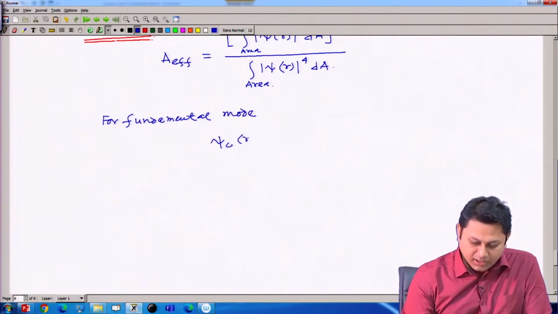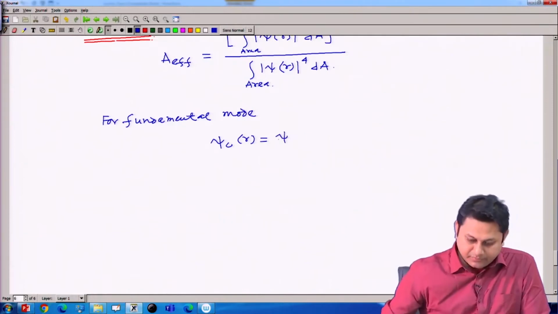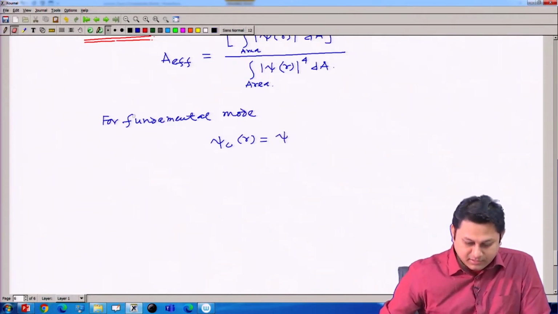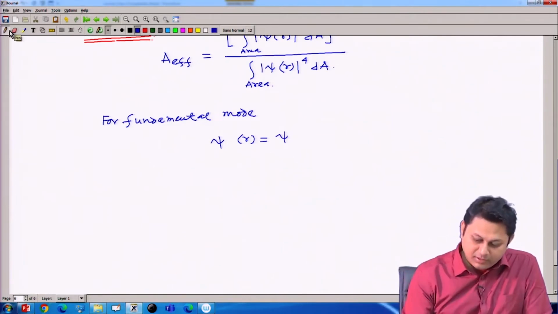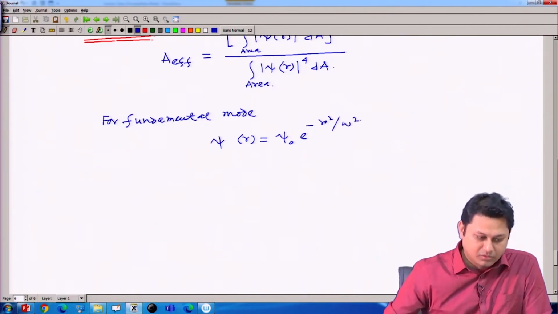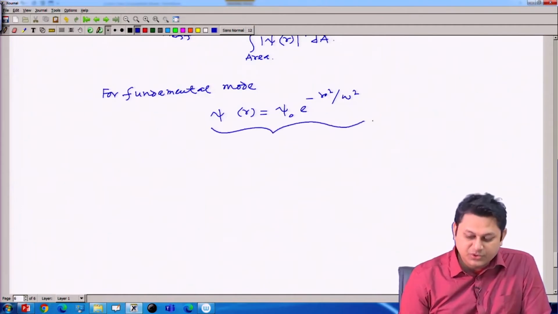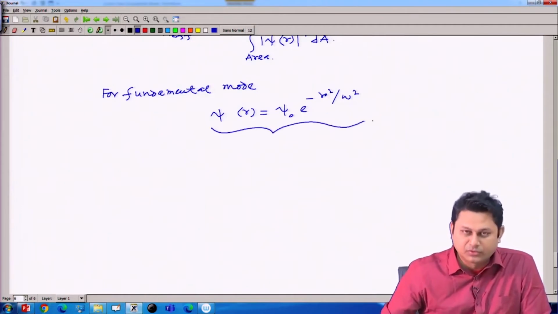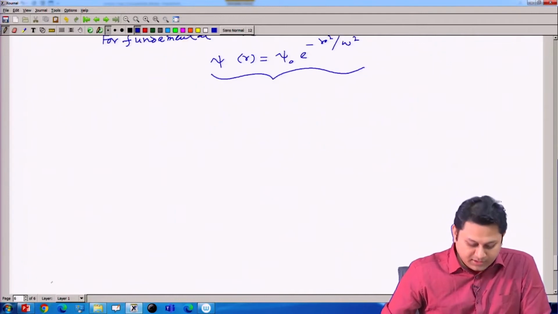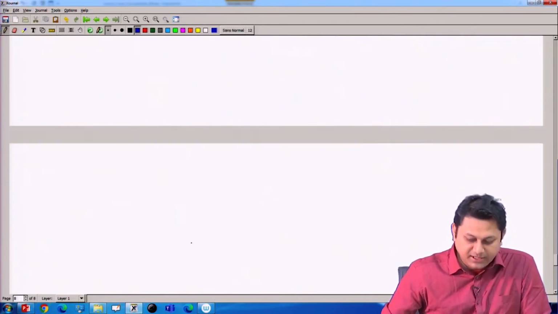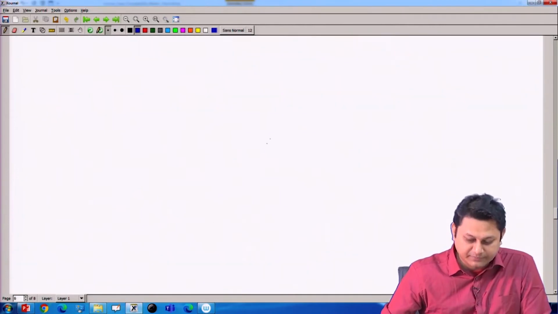psi 0 r, better to write it as psi r, is psi 0 e to the power of minus r square by omega square. Now, this is the field distribution, approximate field distribution that is given to you. So, this is for fundamental mode. Now, I am going to use this field distribution to find out the effective area which is already defined here.